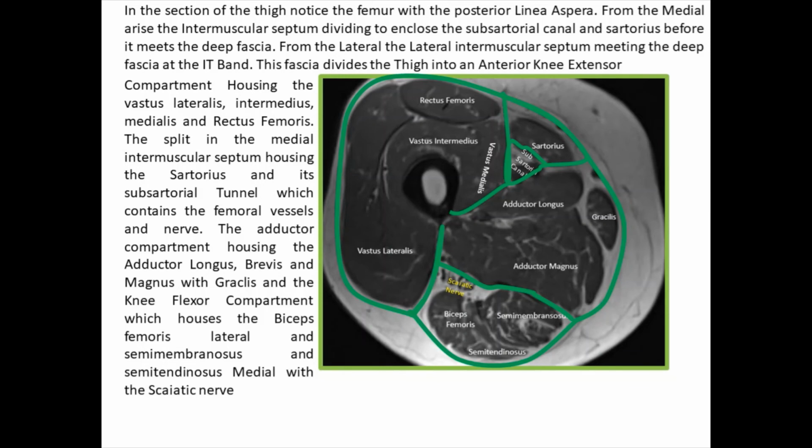Then in the flexor compartment posteriorly, you see the semimembranosus and semitendinosus on the medial side and the biceps femoris on the lateral side. And between them lies the sciatic nerve.